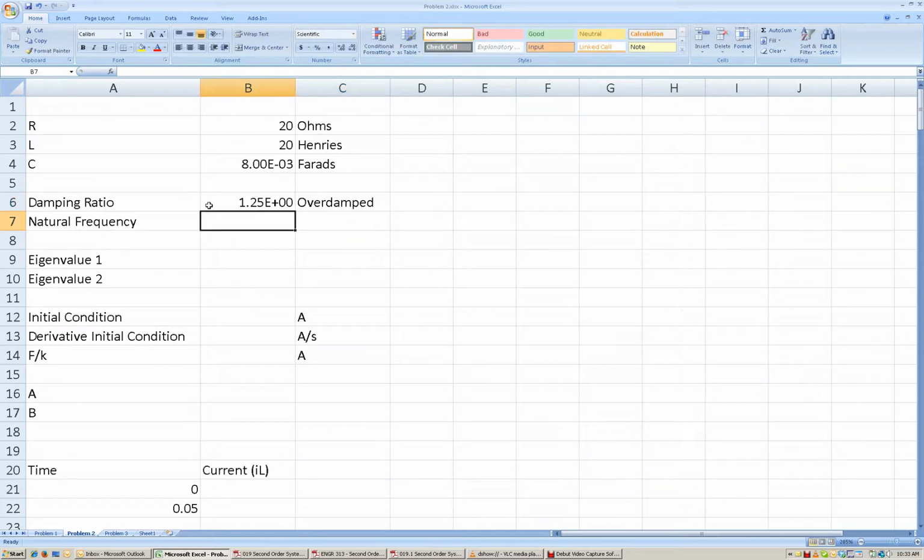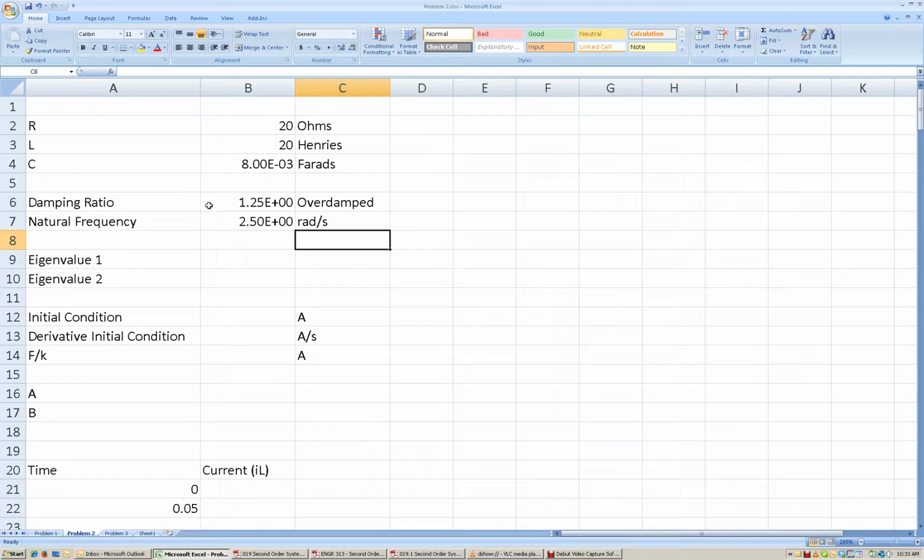I can also calculate the natural frequency here, and the natural frequency is going to be the square root of 1 divided by the product of L and C. The natural frequency has units of radians per second. So that gives me 2.5 radians per second, and I know that the system is overdamped.